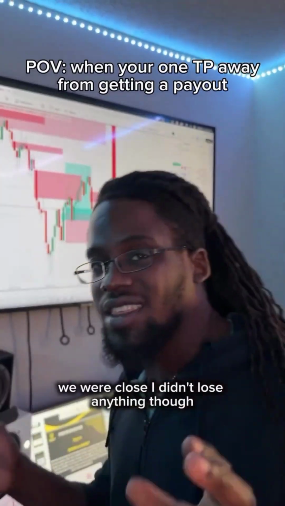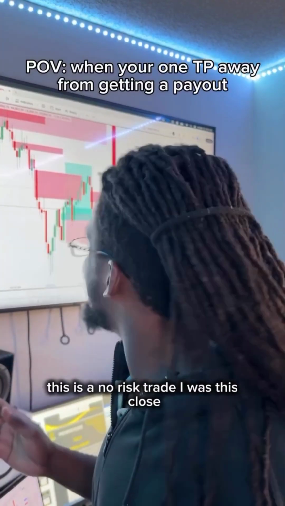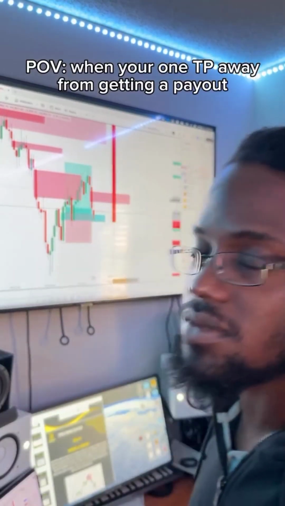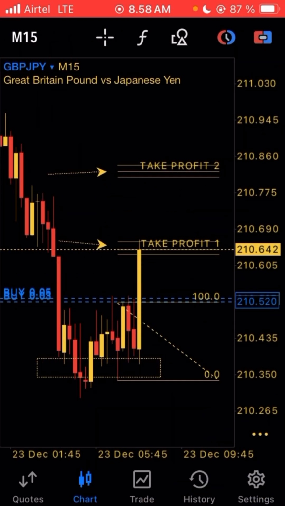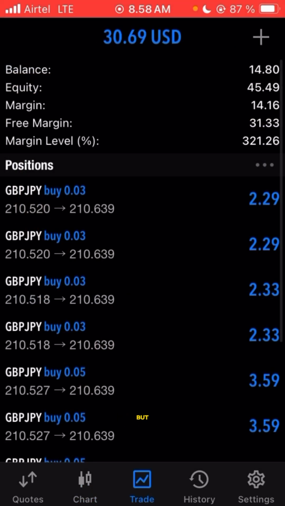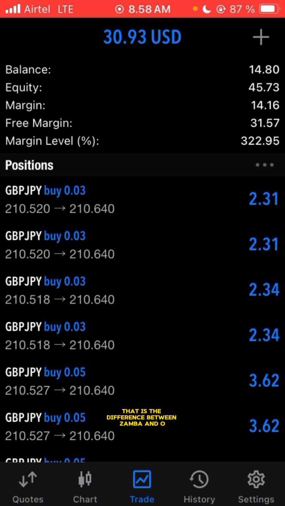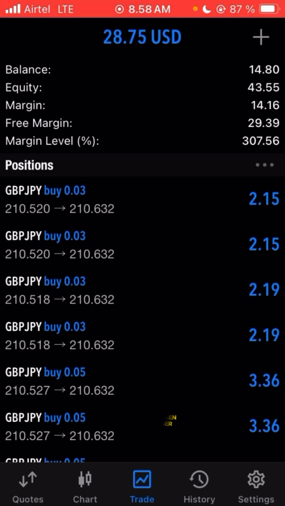I didn't lose anything though. This is a no risk trade. I was this close. Wow. Alright, so his own SL was hit, but my TP was smashed. So that is the difference between Zamba and other traders. Alright, so we have $28 in profit, which is very good.